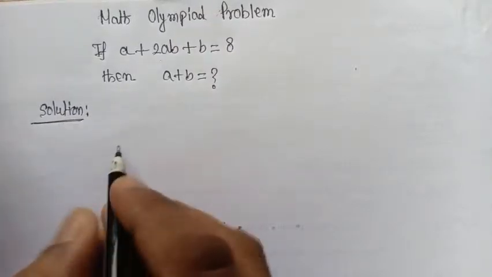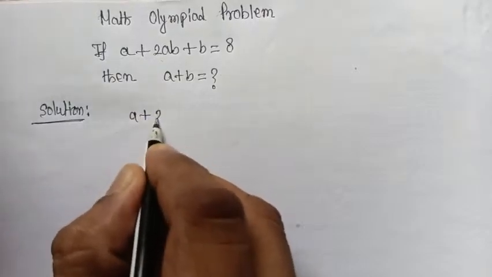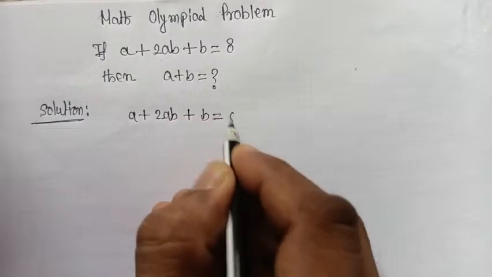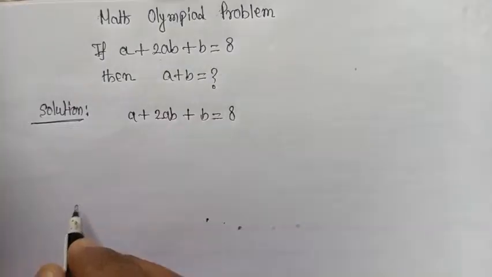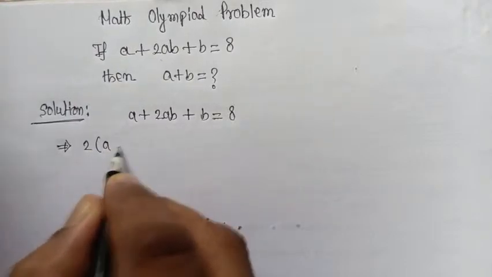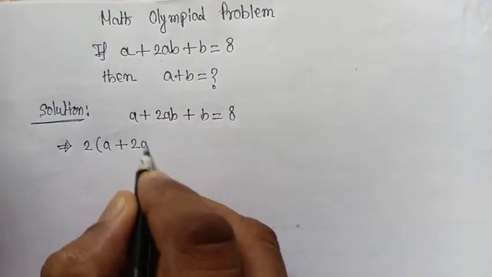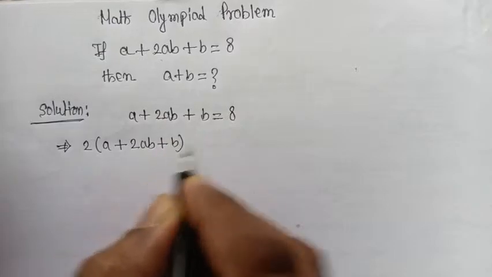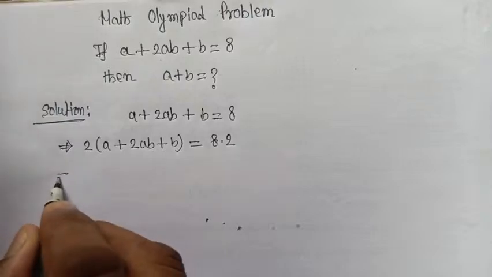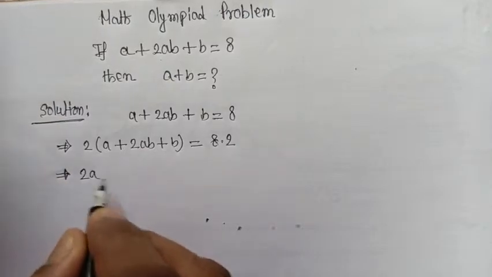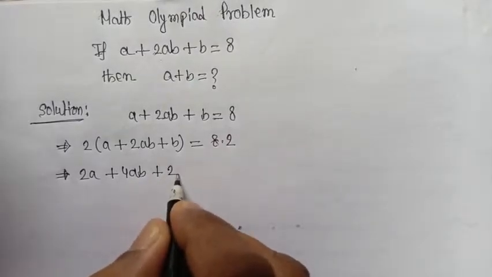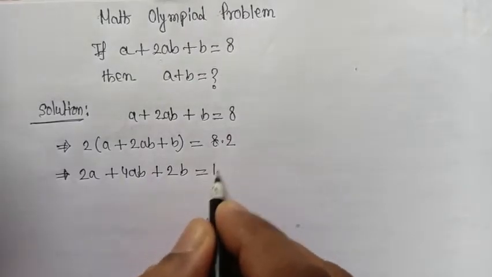We have the equation a plus 2ab plus b equals 8. Now we are going to multiply both sides by 2, like a plus 2ab plus b equals 8, times 2. Now we get 2a plus 4ab plus 2b equals 16.